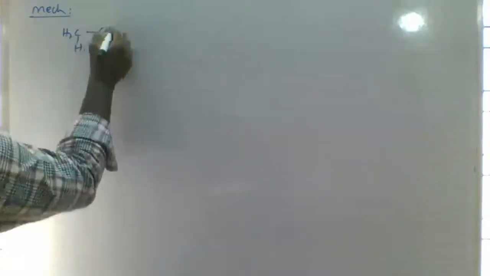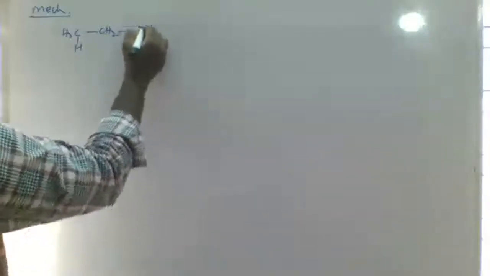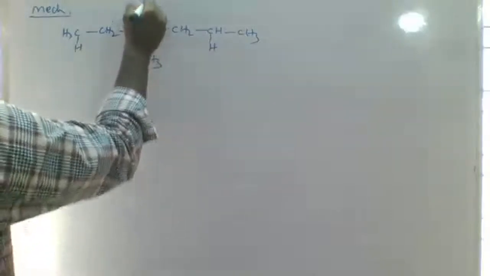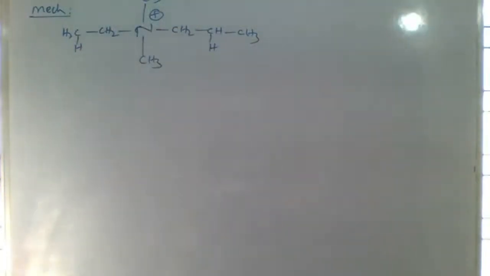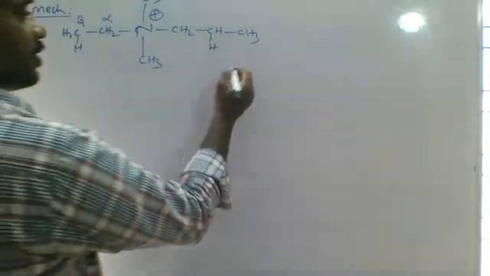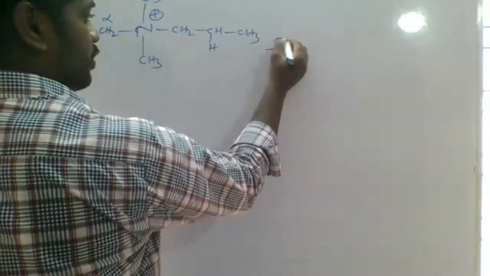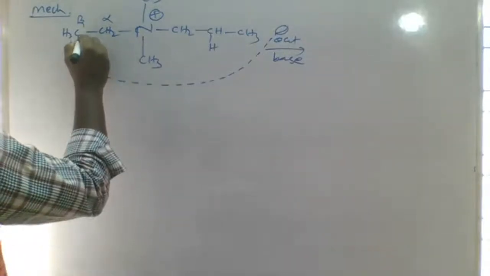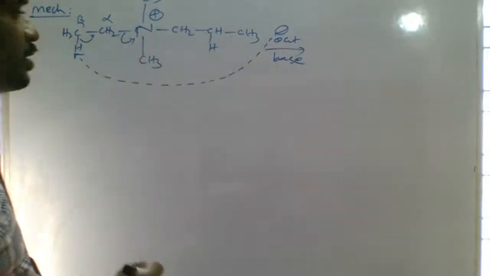So see the mechanism for this one. Here H2C H, CH2, nitrogen, CH2, CH2, CH3, CH3 with the positive charge. This is the alpha carbon and this is the beta carbon. This is a beta hydrogen. The base approaches this beta hydrogen, and then the bonding electrons shift and move here.